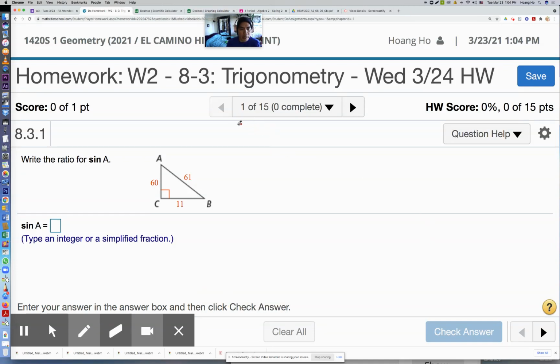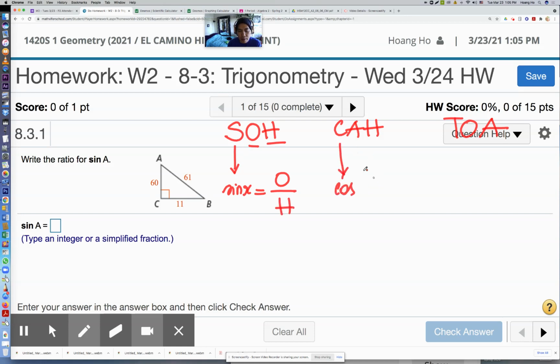So the song is SOH CAH TOA. What does it mean? S stands for sine. Sine of angle x equals opposite over hypotenuse. C stands for cosine. Cosine of angle x equals adjacent over hypotenuse. TOA: tangent of angle x equals opposite over adjacent. All right, so use these formulas.